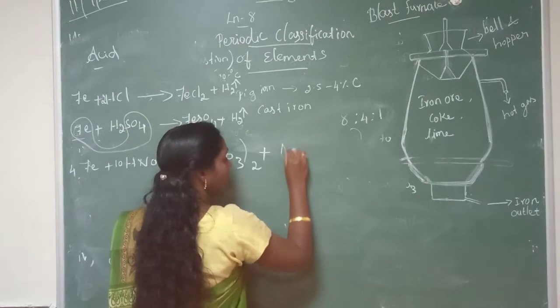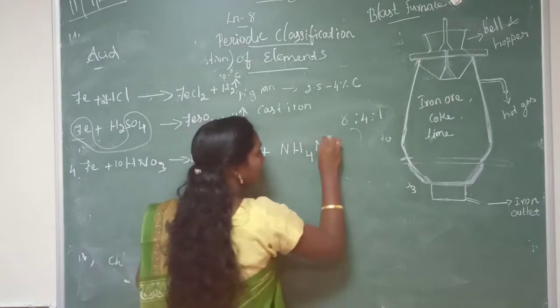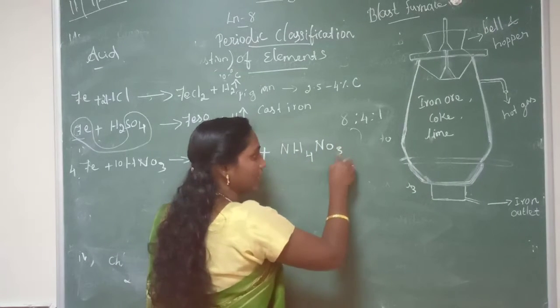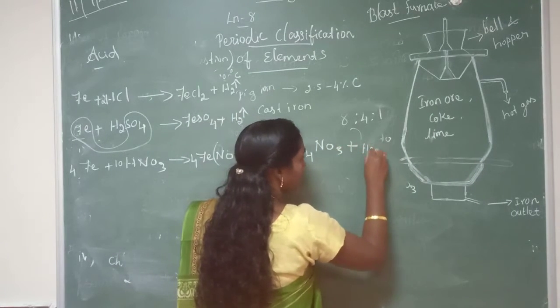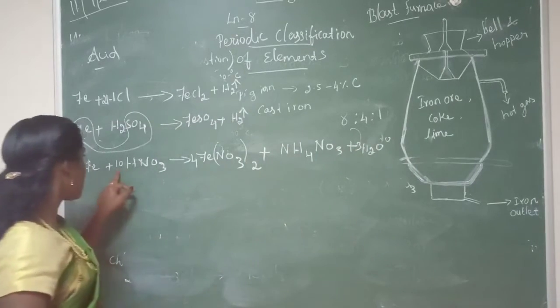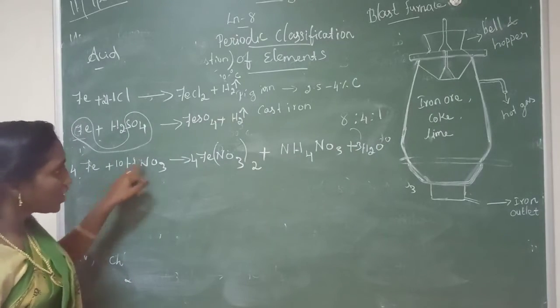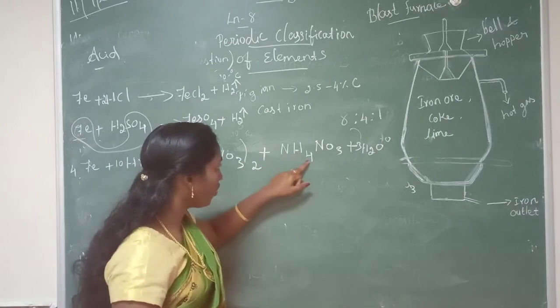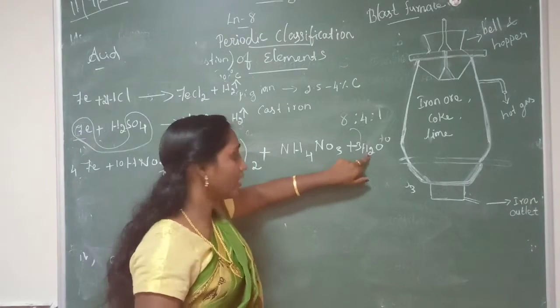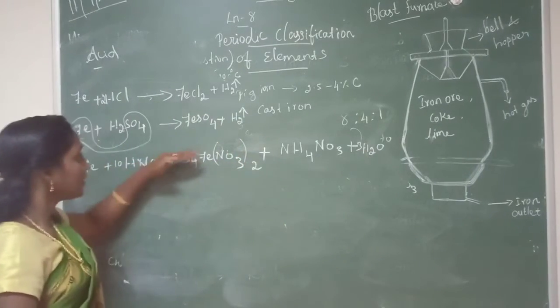So ammonium nitrate formula NH4NO3. NH4 means ammonia. Okay, ammonium nitrate plus water, it can be formed. 3 molecules of water. So here totally 10 hydrogens. So we have to balance this 4, then 4 plus 3 2s are 6, 4 plus 6, we got 10 hydrogen. So it is balanced.